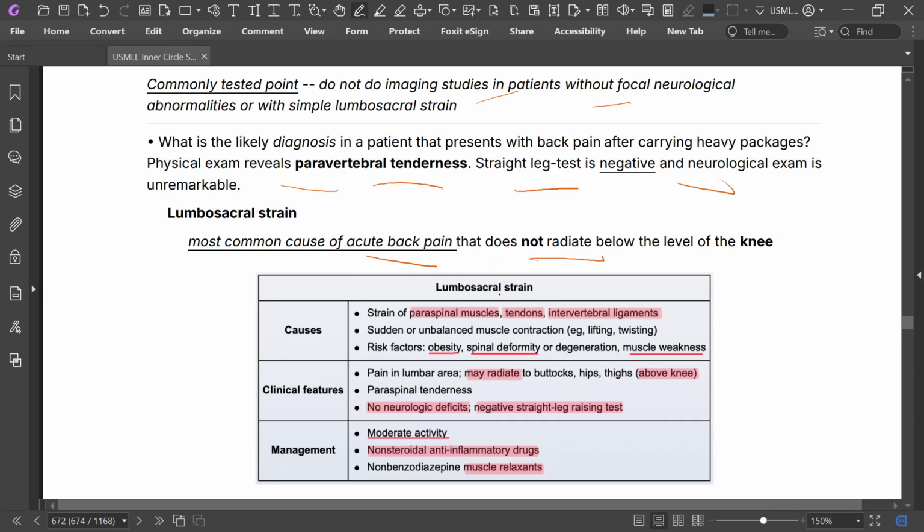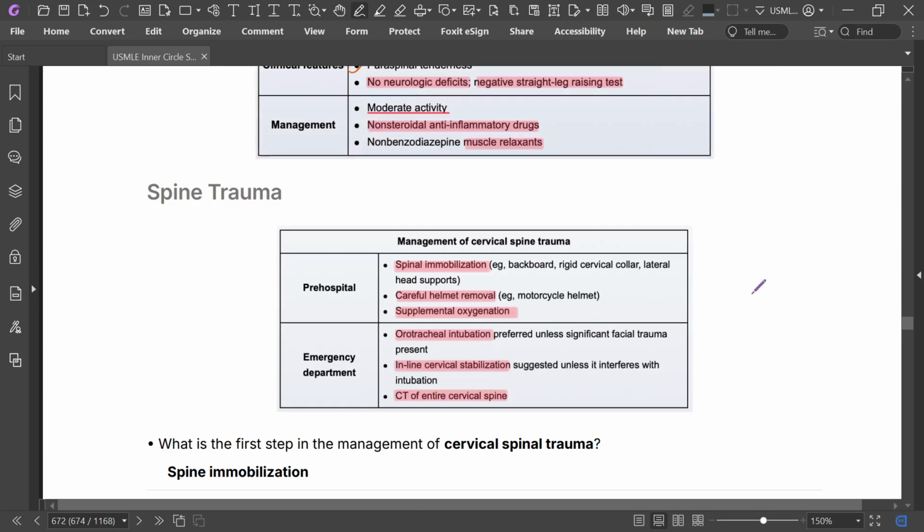It should be lumbosacral strain if it is above the knee. If it is below the knee, up to the heel or foot, that means it is radiculopathy, not lumbosacral strain. There is paraspinal tenderness, no neurologic deficit, negative SLR. Treatment: NSAIDs and non-benzodiazepine muscle relaxants.